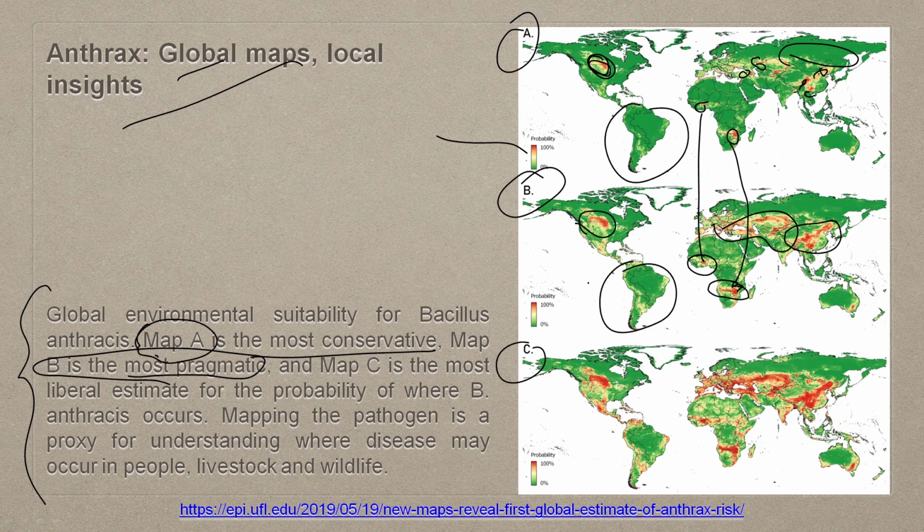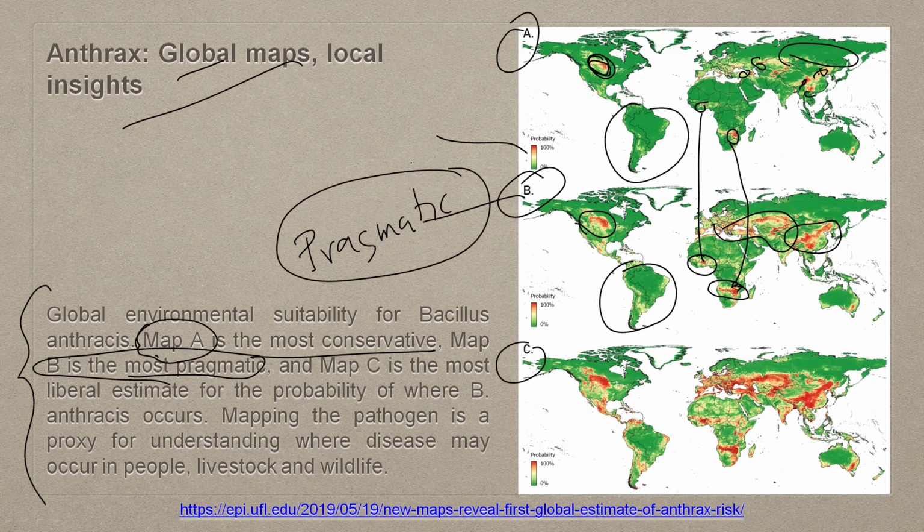So, when you talk about this second map, map B, which is the most pragmatic map, this pragmatic map is the one which in the current world may be our best bet. There are possibilities here, so we should have preventive measures, and if needed a certain degree of stockpiling of the vaccines, or an easier way to produce vaccine in such areas is essential.